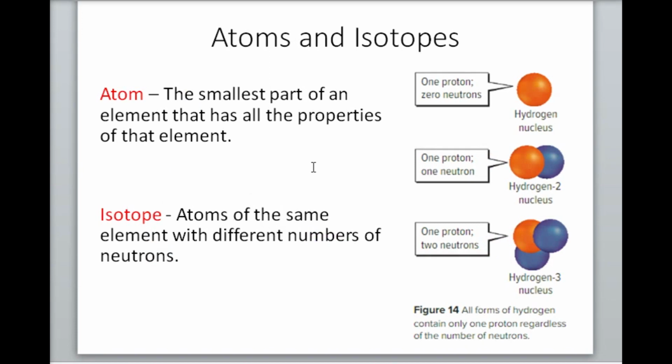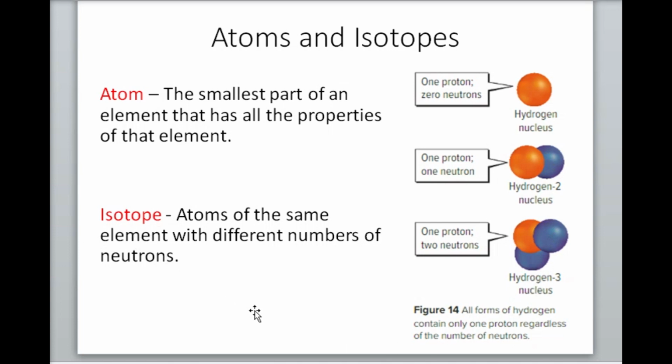And an isotope is atoms of the same element with different numbers of neutrons. Now, this is the example that they give in the book that I'm using at school. We've got a hydrogen nucleus with one proton, then one proton and one neutron, and then one proton and two neutrons. So the only way these three things differ is the amount of neutrons. Because it's got one proton, it's a hydrogen, because the proton number always determines the identity of the particular atom. So these are all hydrogen, but they're all different because they've got different numbers of neutrons, and that's what an isotope would be.